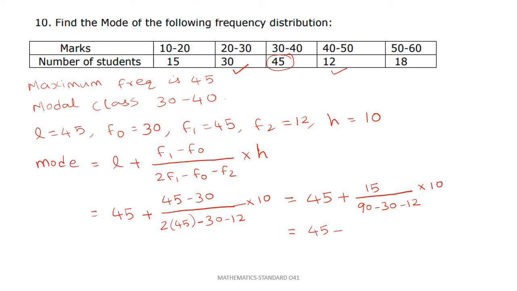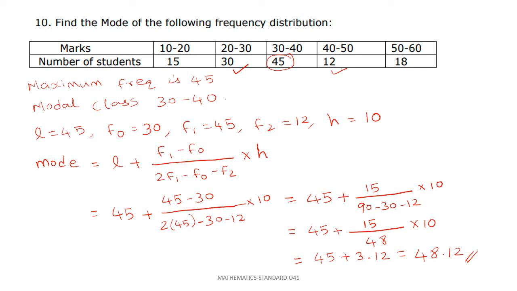So 30 plus 15 divided by 90 minus 30 will give you 60. 60 minus 12 will give you 48. 48 multiplied by 10. So when you do the steps, you will get 3.12 here. So the answer is 33.12. So that is the mode of the following distribution.